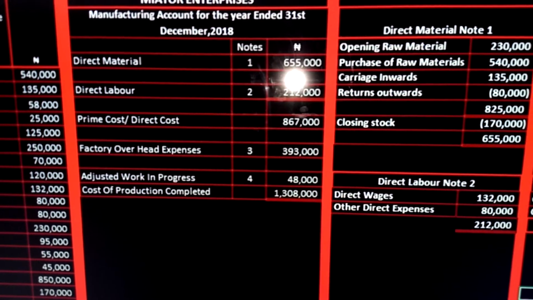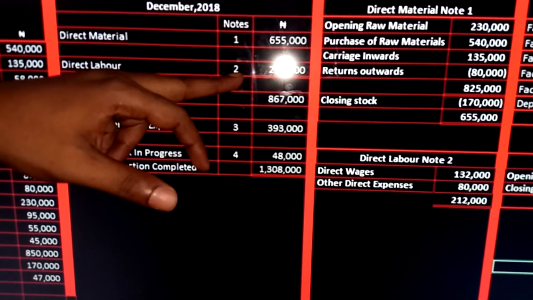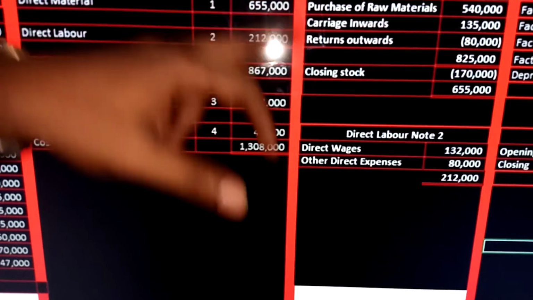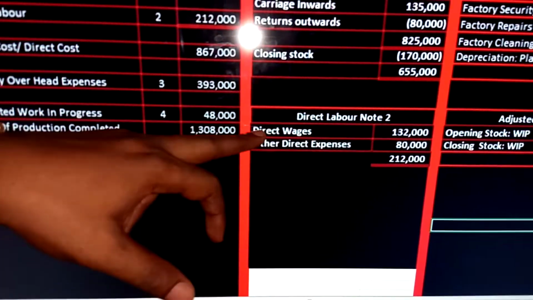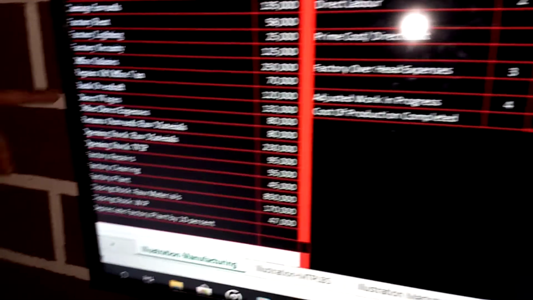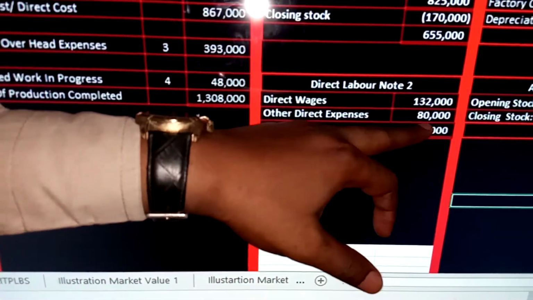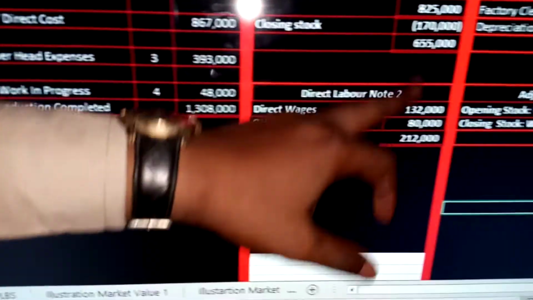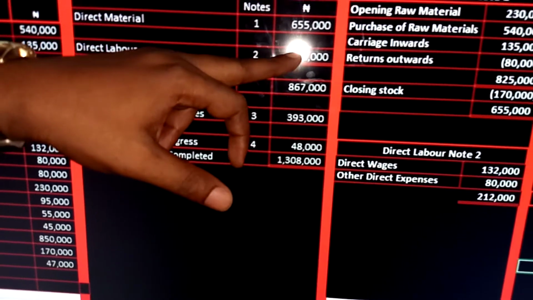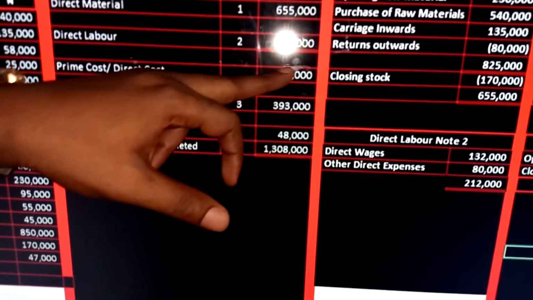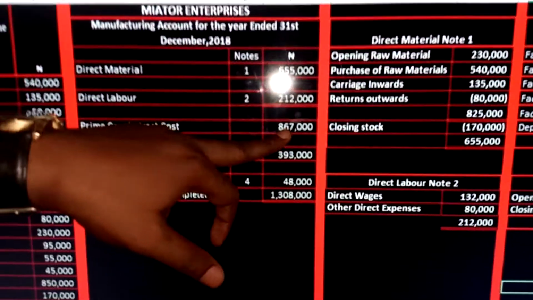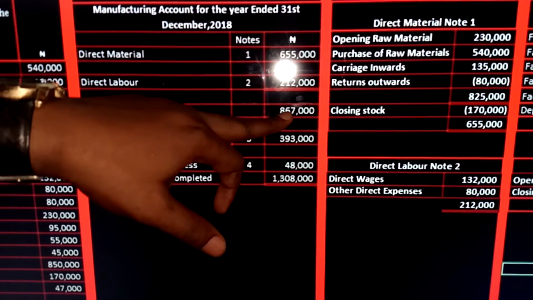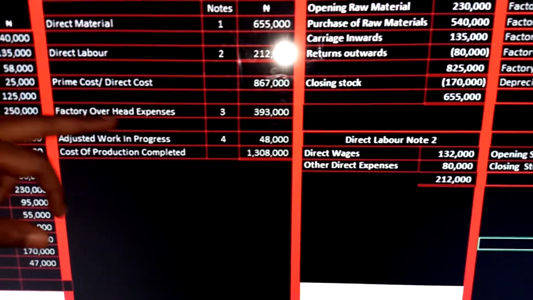Okay, so the next one is direct labor. What's the makeup? Direct labor, note 2 here. We have direct wages. It's in the question. Direct wages here is what? 132,000. Other direct expenses 80,000. It's in the question. Other direct expense 80,000. So when you add it together, you have 212,000. That's what you have here. So when you add your direct labor to your direct material, you have your prime cost, 867,000.